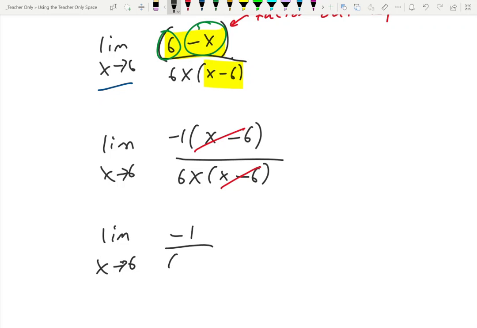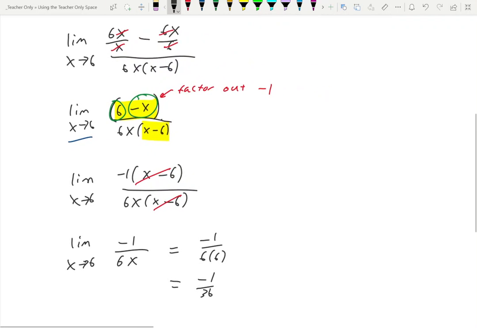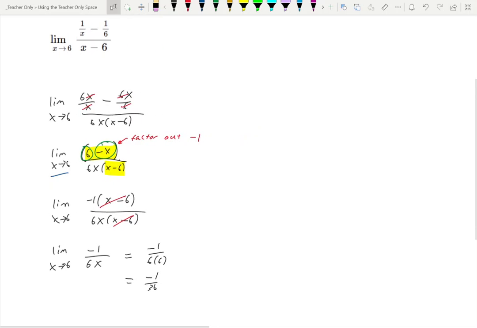But what are we left with after that division? Well, that'd be -1 over 6x. And now, when I substitute in my 6, I'm left with -1 over 36. And you can see we're now able to evaluate that limit algebraically by eliminating the complex fractions.